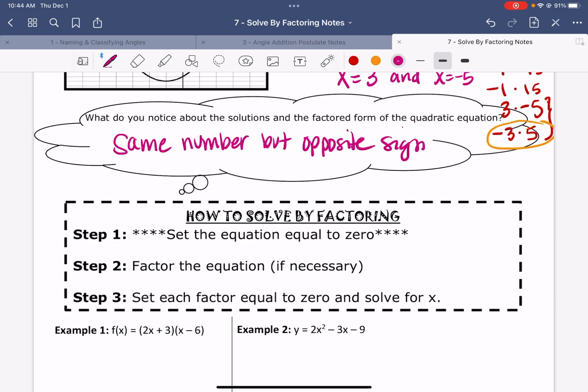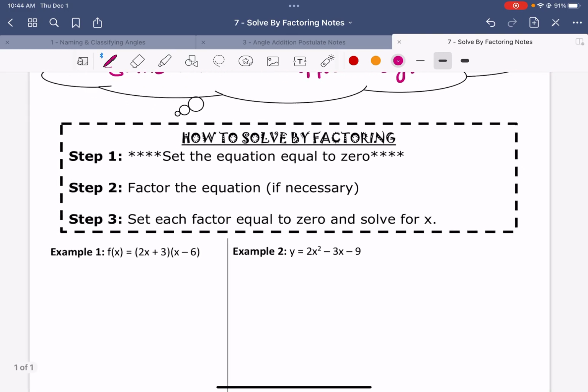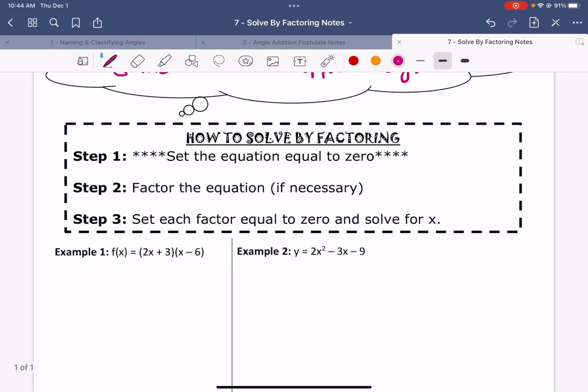Then we're going to factor the equation if we need to, which most of the time we will. And then we're going to set each factor, that's going to be the parentheses. Each parentheses is going to be set equal to 0. Then we just solve for x, which will be real quick.